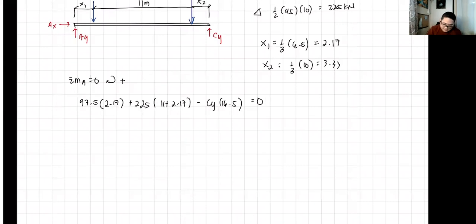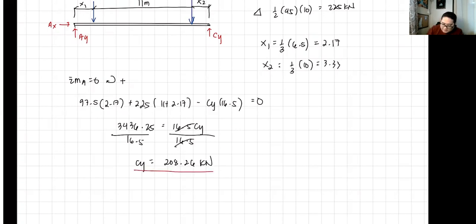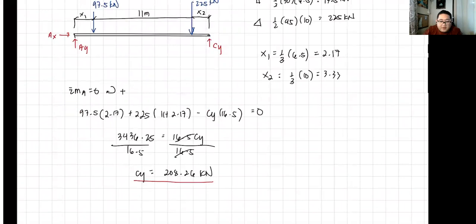Let's calculate this. We have 97.5 times the distance plus 225 times 11 plus 10 over 3. So we have 3436.25. Then I will transpose the other term to the other side, CY, then divide both sides by 16.5 to isolate CY. So CY is equal to 208.26 kilonewton. So this will be our first value for the support reaction, our CY.